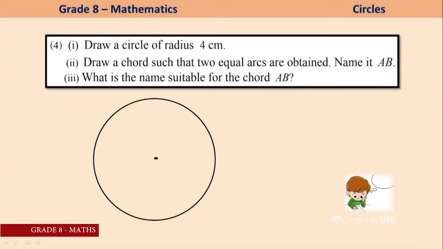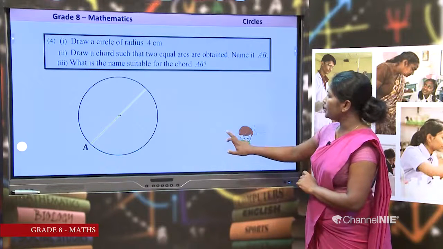Then the second question: draw a chord such that two equal arcs are obtained and name it AB. In here you have to draw a chord, but there should be two equal arcs obtained. That means this chord should be a diameter, and name it AB.